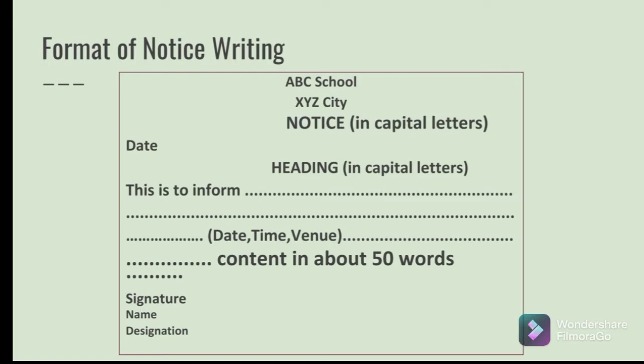Begin by writing "This is to inform" followed by the necessary details, which include the purpose and details like date, time, venue and sequence, etc. Remember, the content is always written in around 50 words. After the content is written, mention the signature, the name, and the designation of the person who has issued the notice. In the end, close the box.